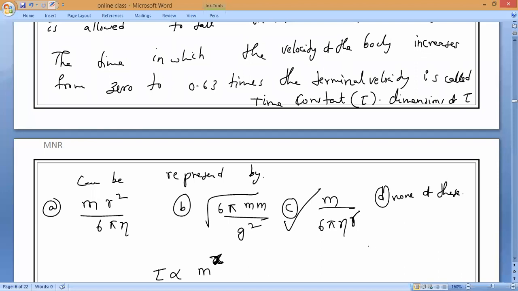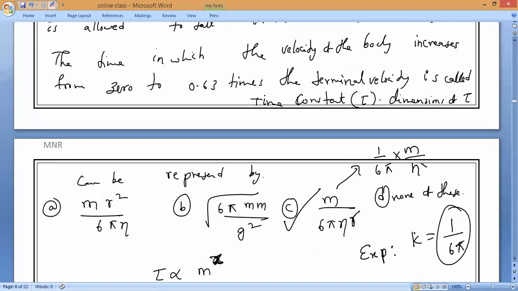Option C. But what is the K value then? Experimentally, the K value is equal to 1 by 6 pi. That is a constant; that is all you have to see. So split the option like 1 by 6 pi into m divided by eta into r. Is the option matching or not? This is K into m divided by eta into r. Yes, so that is what it is.